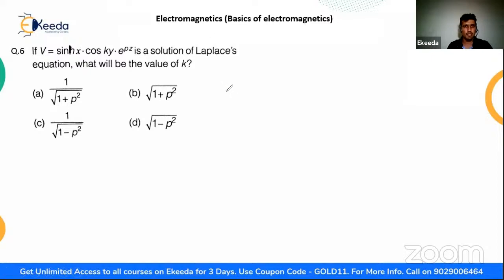Now coming to this, it is again a solution of Laplace equation. What will be the value of it? The Laplace equation is basically del square V equals 0. This is the Laplace equation. And from where does it come? It comes from del square V equals minus rho v upon epsilon, or you can say Q upon epsilon. This is known as the Poisson equation. So if the region is charge free, then Q will be 0, and this will be the Laplace equation.